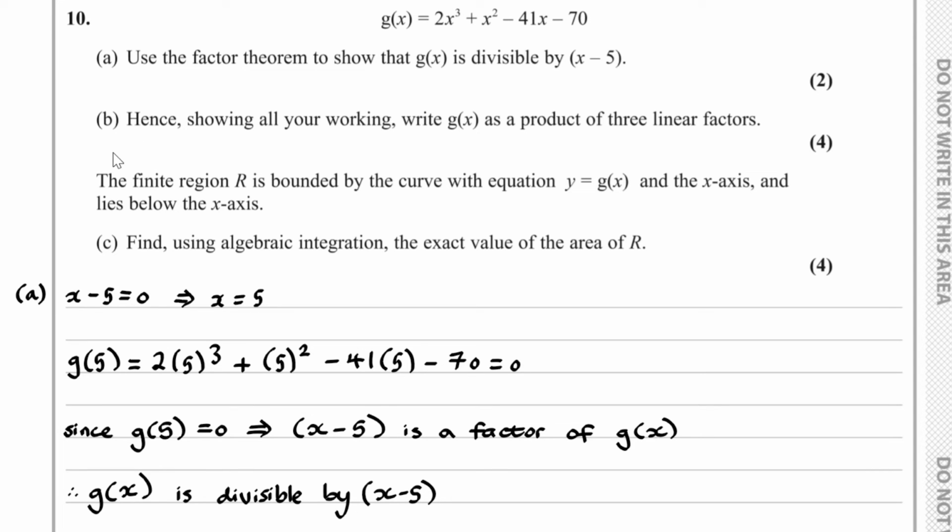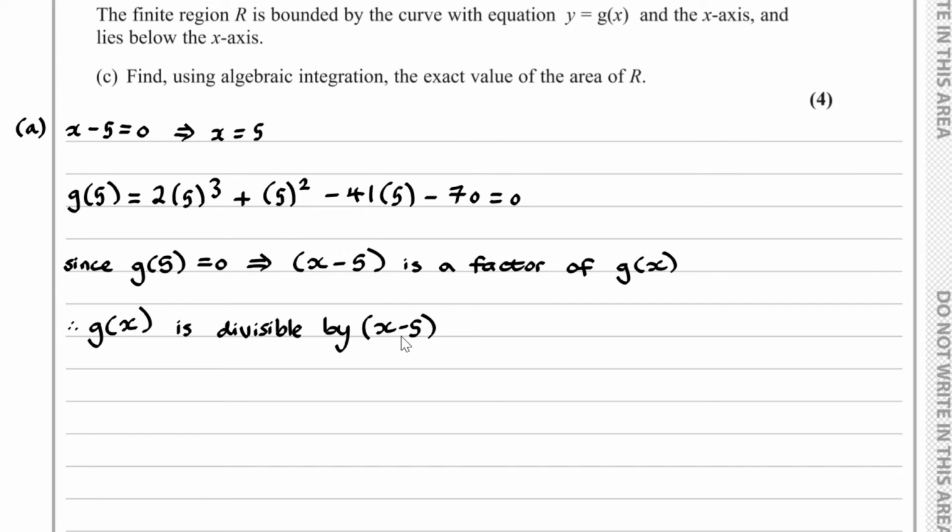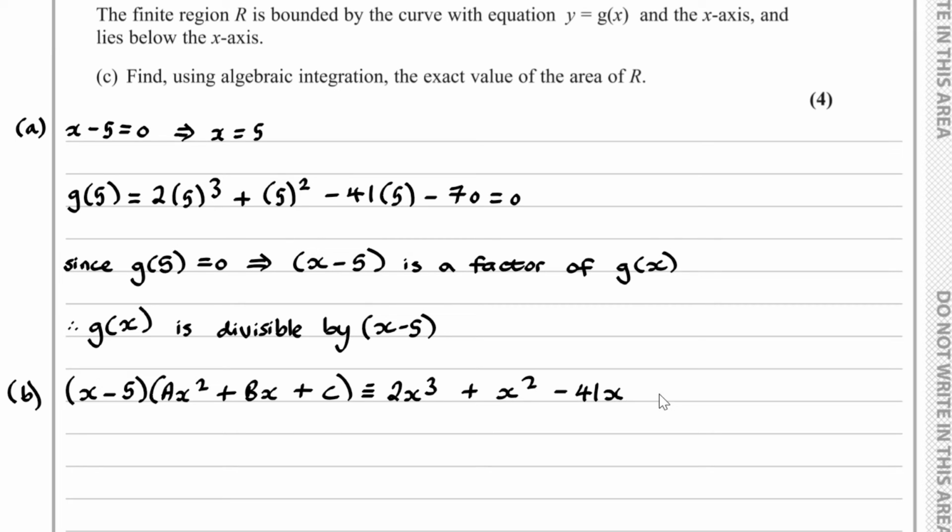And now, for part B, hence showing all your working, we have to write g of x as a product of 3 linear factors. Well, here we have a linear term, and g of x is a cubic, and a cubic divided by a linear term will be a quadratic. So therefore, we can see for part B of the question, x minus 5 lots of some sort of quadratic, ax squared plus bx plus c. This will be equivalent to our cubic, 2x cubed plus x squared minus 41x minus 70.